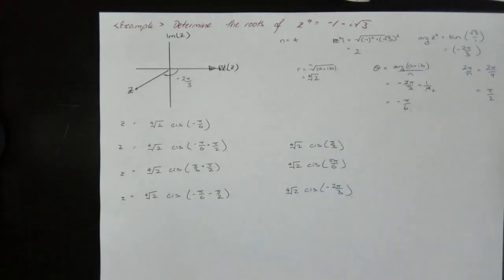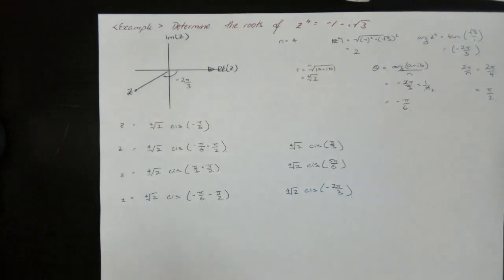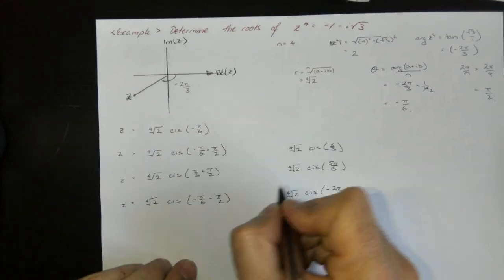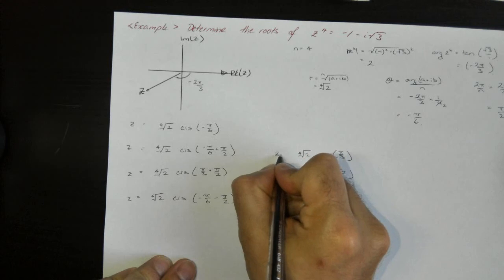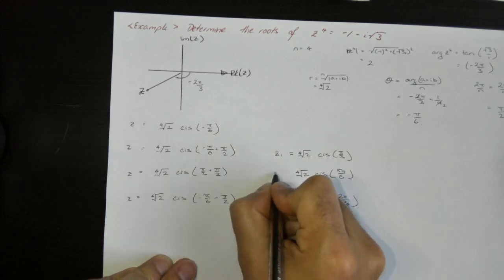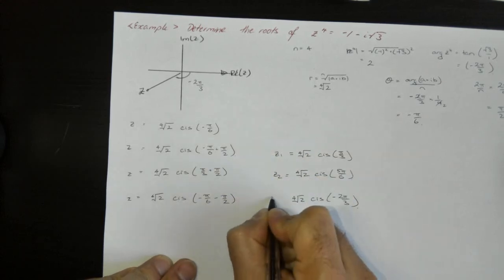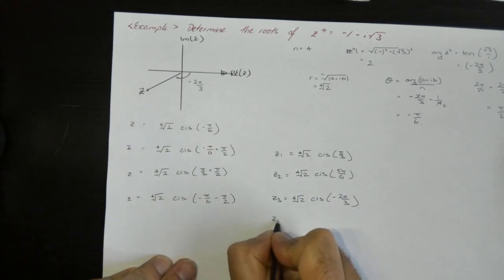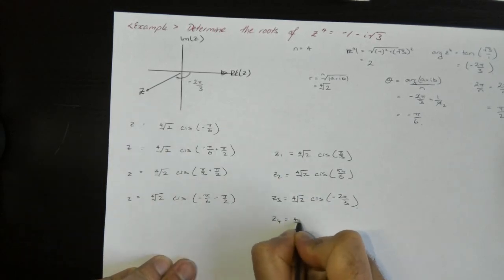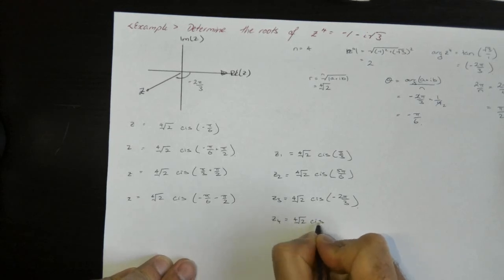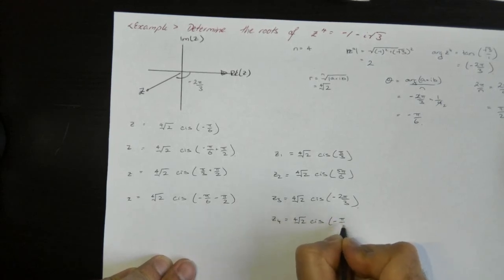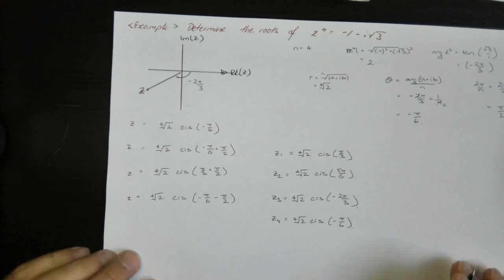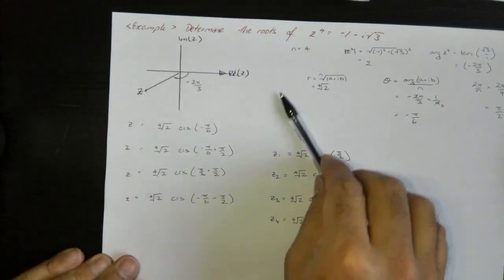So, and I need to have 4 roots. There's 1, 2, 3, 4. So technically, this here is my Z1. This would be my Z2. This would be my Z3. And this one is going to be my Z4. Okay, because it goes in a clockwise direction.